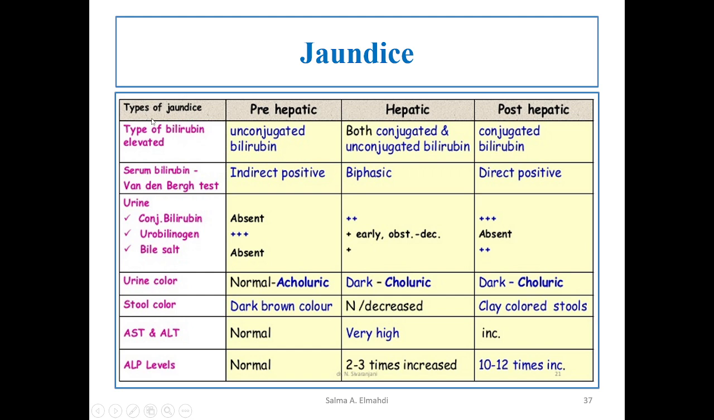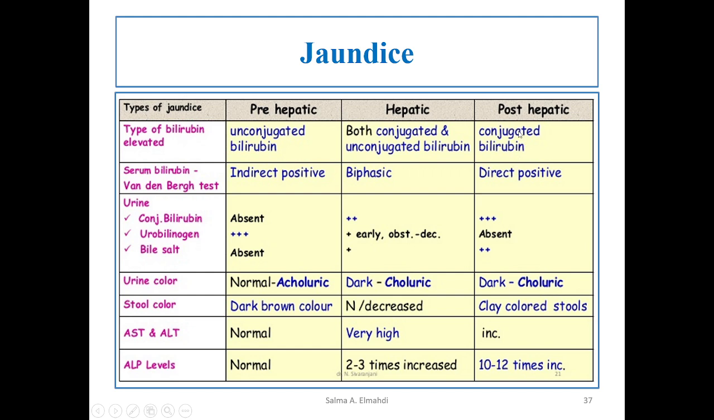And here is a table that shows the type of jaundice, whether it is prehepatic, hepatic, or post-hepatic, and the type of bilirubin. In prehepatic it will be unconjugated because it has not yet reached the liver for conjugation, while in post-hepatic it is already conjugated. In the hepatic, it is a mixture of both. The serum bilirubin will be indirect. When we say indirect, we refer to the unconjugated bilirubin. When we say direct bilirubin, we refer to the conjugated bilirubin.